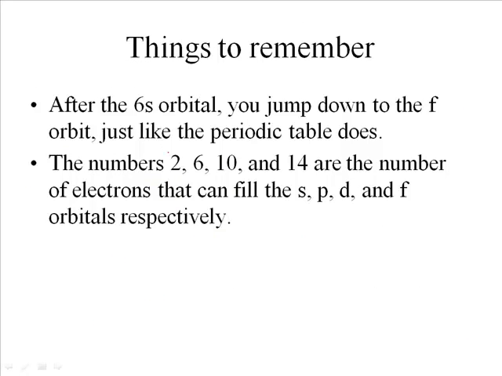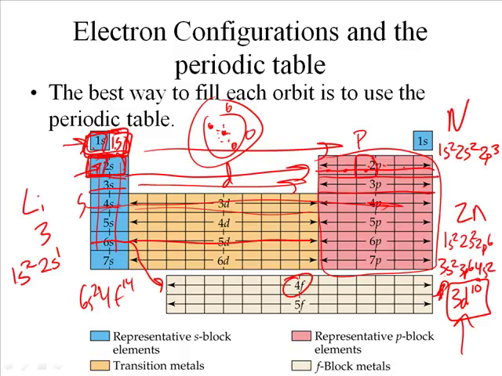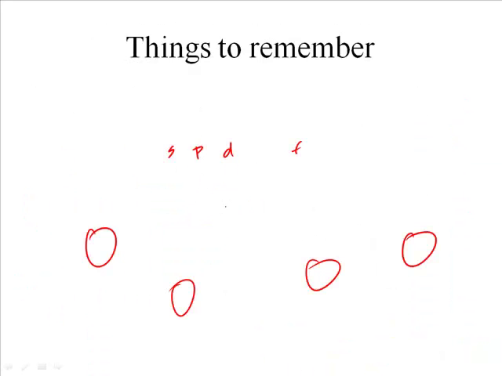Okay, 2 is how many go in an S, 6 in a P, 10 in a D, 14 in an F. Notice that the S's start with 1, the P's start with 2, the D's start with 3, the F's start with 4. That's why if we look here, the D's are 1 behind and the F's are 2 behind, because the first S is 1, the first P is 2, first D is 3, the first F is 4.